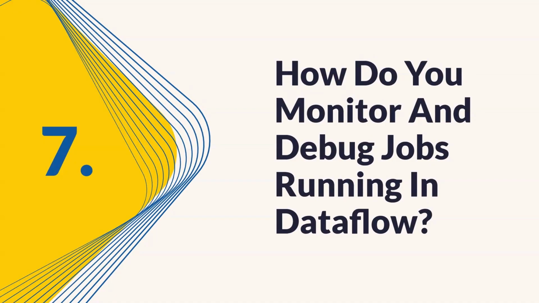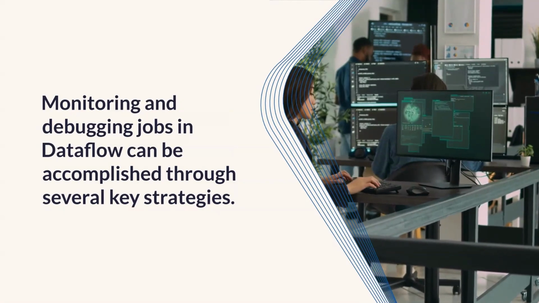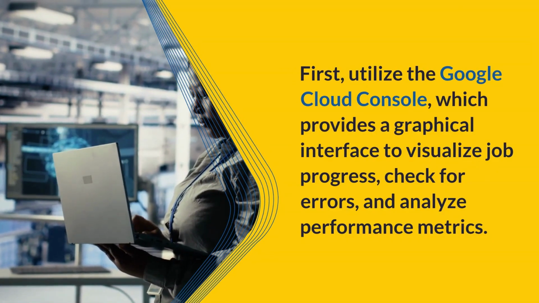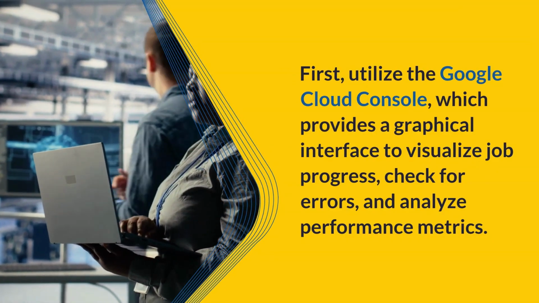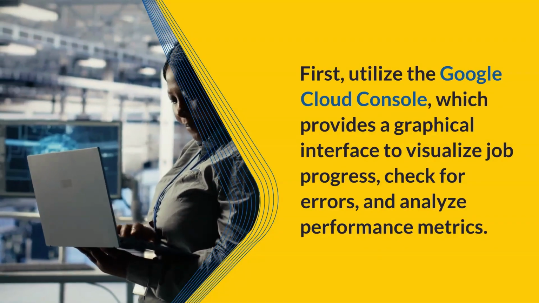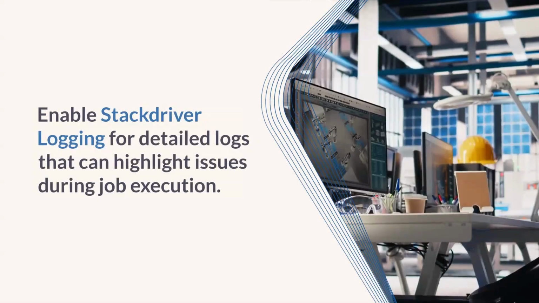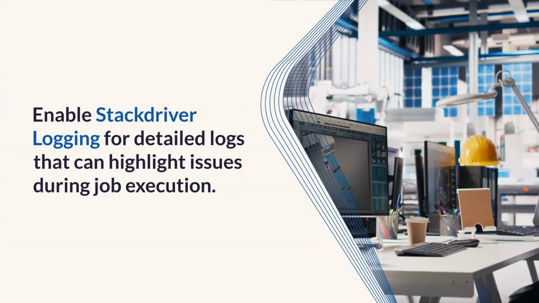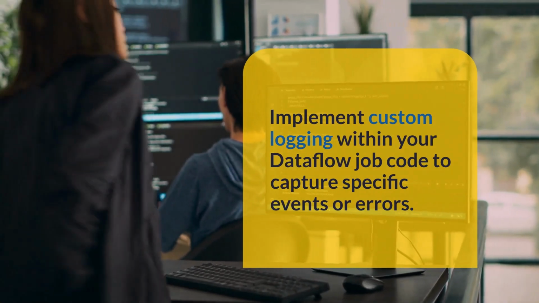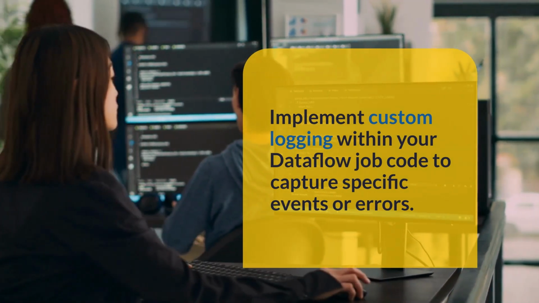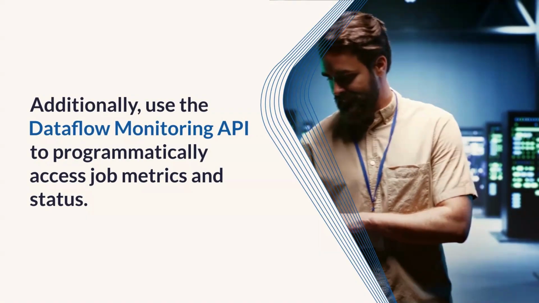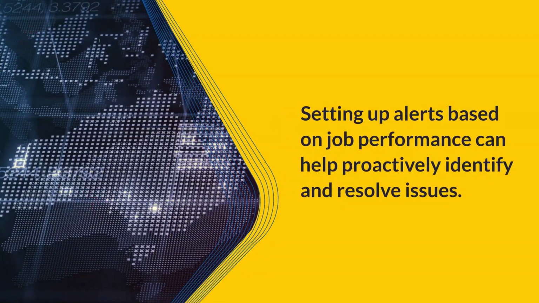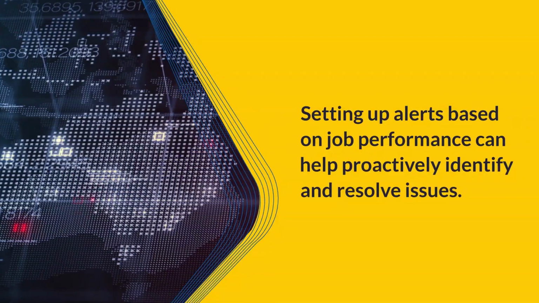7. How do you monitor and debug jobs running in Dataflow? Monitoring and debugging jobs in Dataflow can be accomplished through several key strategies. First, utilize the Google Cloud Console, which provides a graphical interface to visualize job progress, check for errors, and analyze performance metrics. Enable Stackdriver logging for detailed logs that can highlight issues during job execution. Implement custom logging within your Dataflow job code to capture specific events or errors. Additionally, use the Dataflow Monitoring API to programmatically access job metrics and status. Setting up alerts based on job performance can help proactively identify and resolve issues.